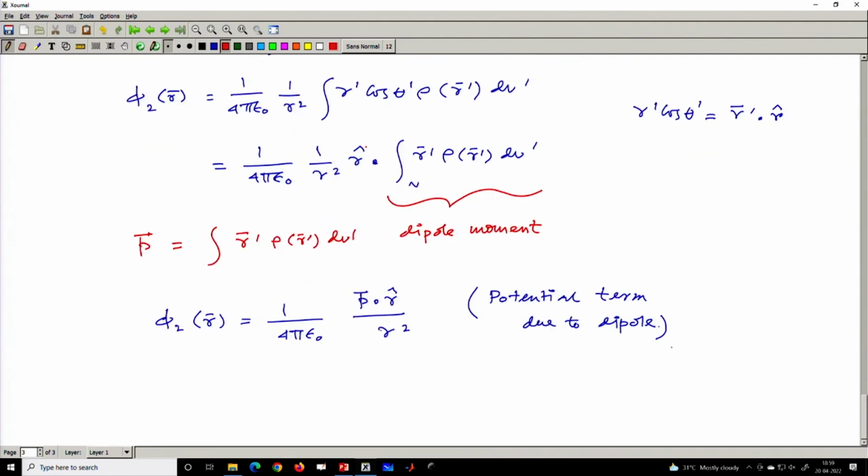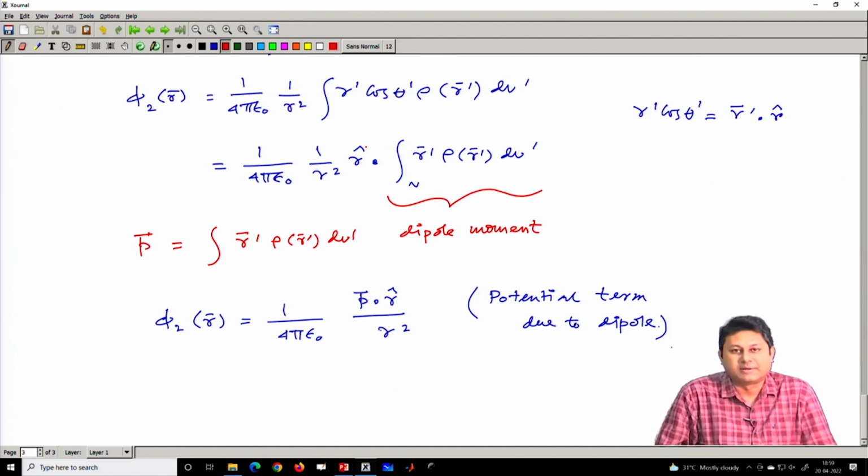So, I would like to conclude here today, and in the next class I am going to discuss how the dipole terms will be there and what should be the consequence of the dipole term, how you calculate the dipole term for a distribution of the charge, and dipole moment calculation for different distributions of the charge, etc.